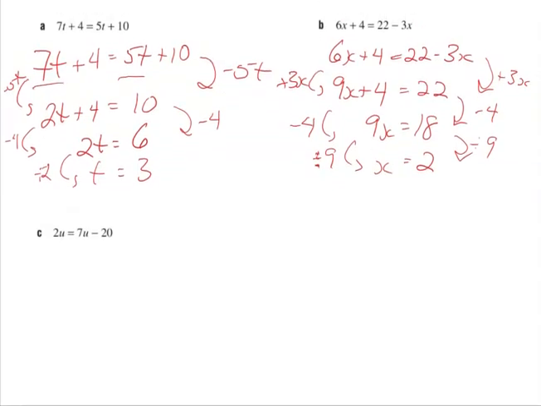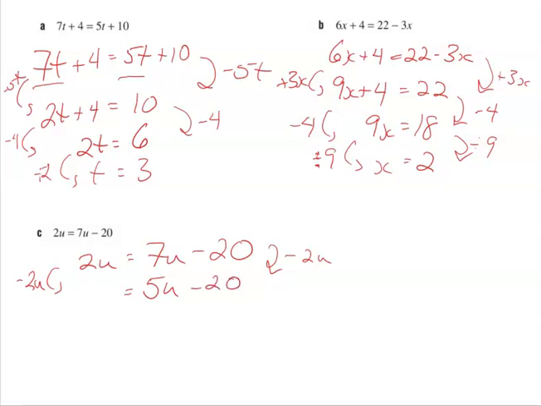And then I've got 2u's being equal to 7u's take away 20. Okay, so I'll have a couple of steps here. If I take away 2u's, let's see what happens. Take away 2u's from both sides. I've got 7 minus 2 is 5u's minus 20. But what's on this side? Oh no! It's a 0.